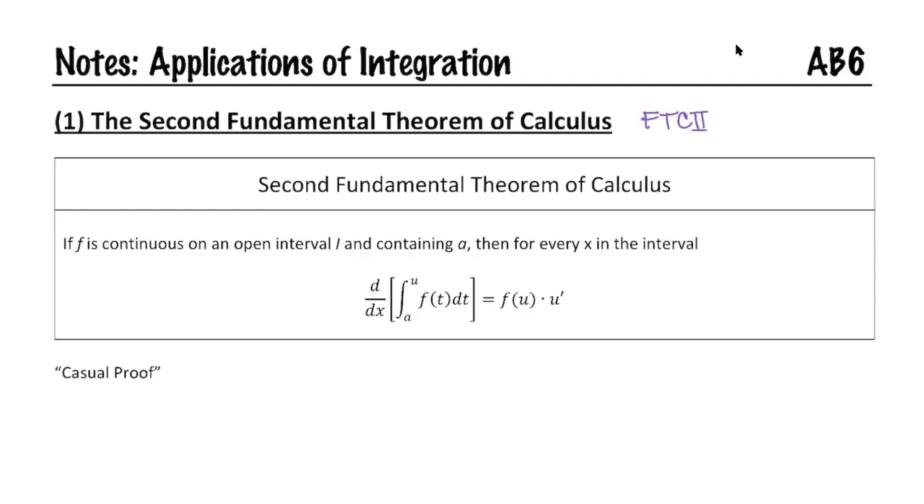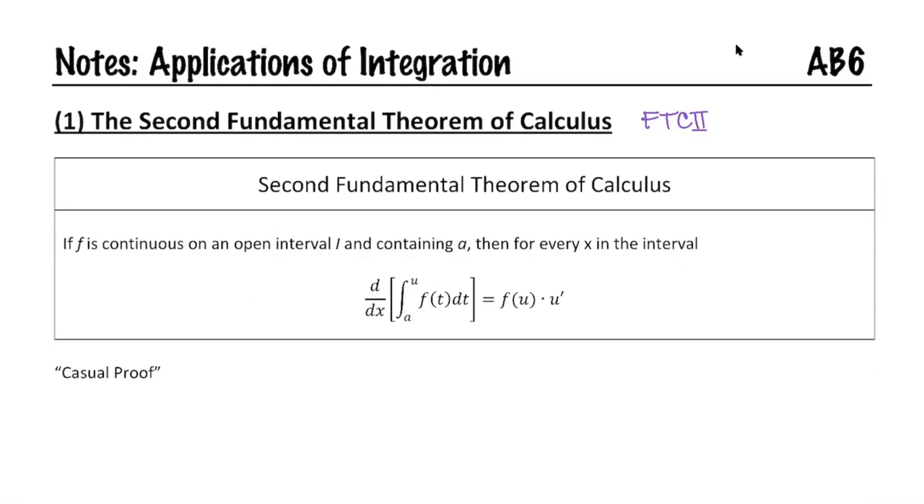Okay. So the second fundamental theorem of calculus says this. This really gets at the relationship between a derivative and an integral as inverses of each other. So if f is continuous on an open interval I containing a, then for every x in the interval, the derivative of the integral from a to u of f of t dt is going to be equal to f of u times u prime, the derivative of u.